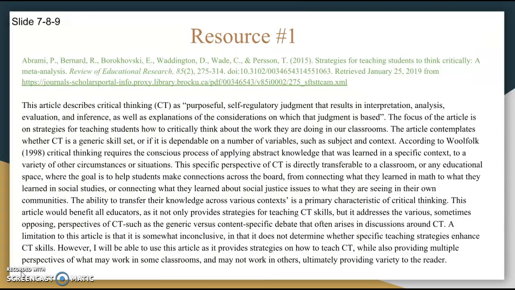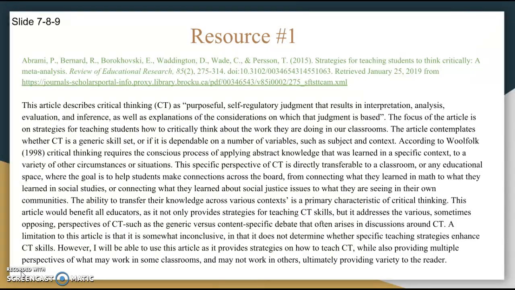Abrami, Bernard, and colleagues heavily contemplate and review whether critical thinking is a generic skill set or if it is dependent on a number of variables, including subject and context. The article references Woolfolk and the notion that critical thinking requires the conscious process of applying abstract knowledge that was learned in a specific context to a variety of other circumstances and situations.